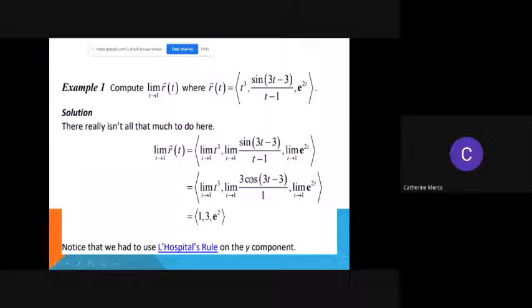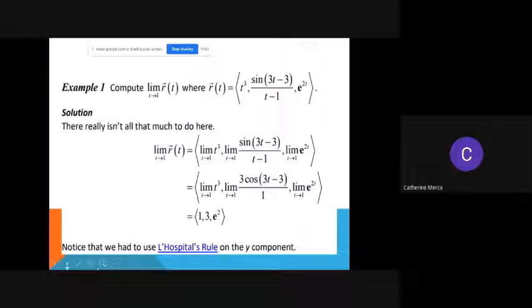What is 3 cosine of 0? What is the cosine of 0? 1. So 3 times 1 all over 1 will give you 3. Correct? And then the limit of e to the 2t as t approaches 1, you will have e squared. But what is the limit of e squared? It will simply be e squared. Now, how about the y component? It says here that we had to use L'Hopital's rule on the y component.